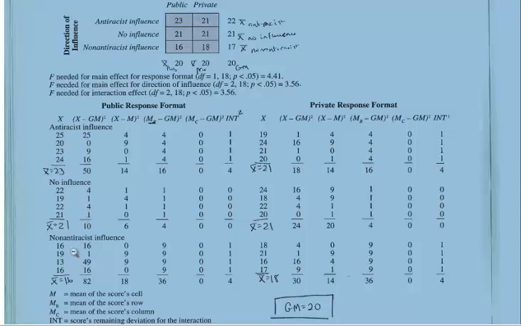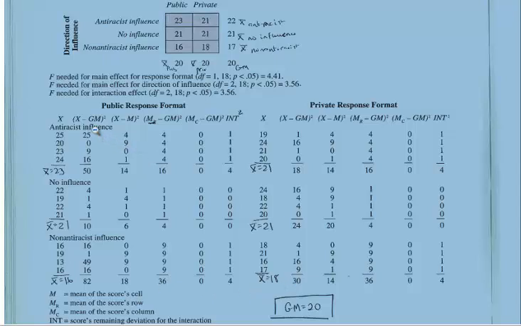We go down to the non-racist, non-anti-racist, and we say 16 minus 20 gives us negative 4. We square that, gets 16. We do the same thing with every single subject. So we calculate their squared deviation for every subject. We're eventually going to sum up all of these squared deviations between the observed scores and the grand mean in order to get the sums of the squared deviations total, sums of squares total.